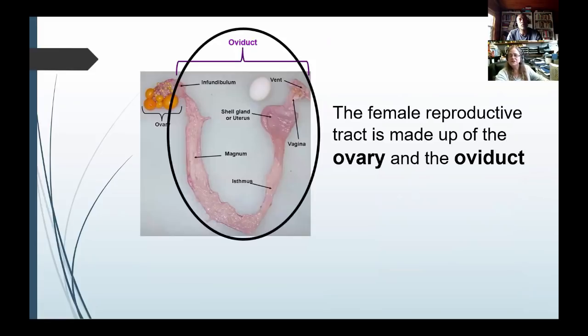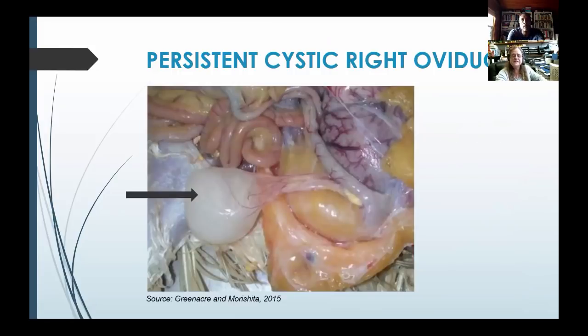Unlike mammals that have two ovaries, poultry have only one ovary, the left one. The right one typically atrophies after hatch. Although it is rare, you can find a chicken with two, but as I said, it's very rare. The condition here, persistent cystic right oviduct, is fluid accumulation in the vestigial right oviduct, so it didn't completely atrophy. The abdominal cyst is filled with clear fluid. It is attached to the right side of the cloacal wall, the cloaca at the end.